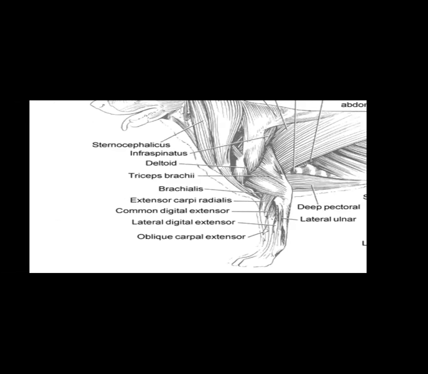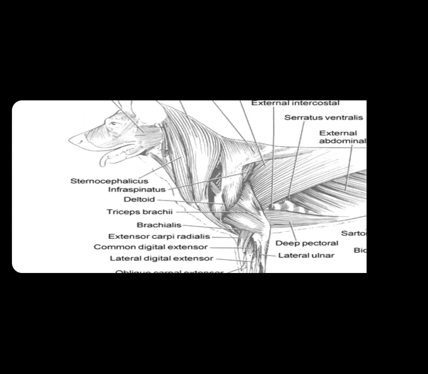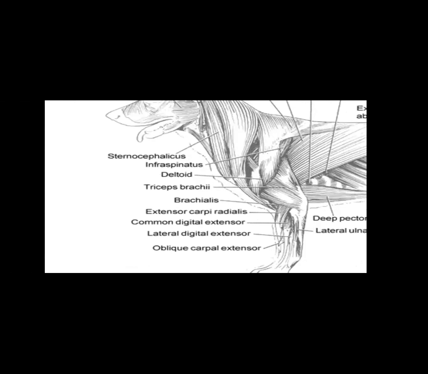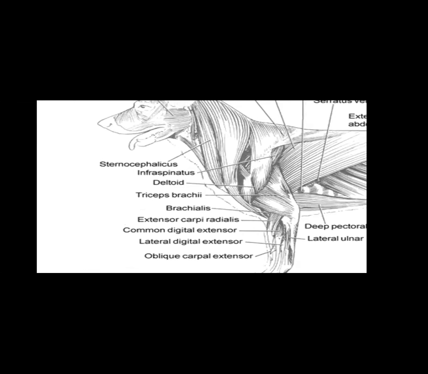And we've also got the extensor carpi radialis. We've got the brachialis muscle. These ones are simply for the brachial point of the muscles, which you can liken to your triceps and biceps in terms of humans. We've got the infraspinatus muscles, which are running all the way from the back of the scapula, and we've also got the sternocephalic muscle.